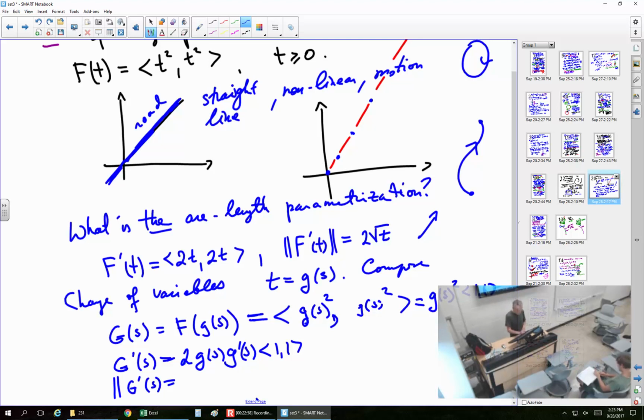Okay, so now I'm computing the magnitude. It will be simply 2 g of s g prime of s. I'm assuming, just to keep it simple, that g is positive, and its derivative is positive too. So it is an increasing positive function. Let's suppose our substitution is that. And then it's simply multiplied by the square root of 2, the norm. Okay, and then this is supposed to be equal to 1.